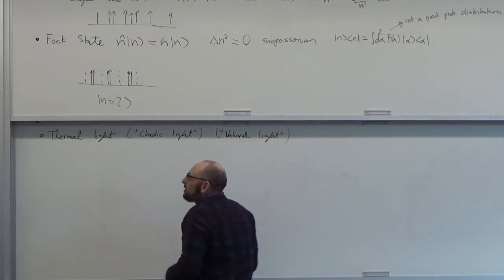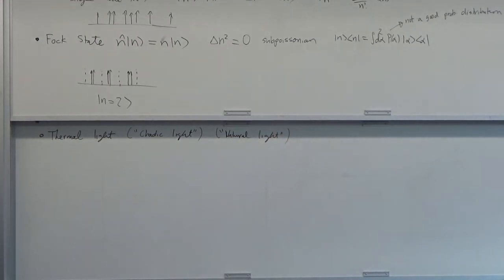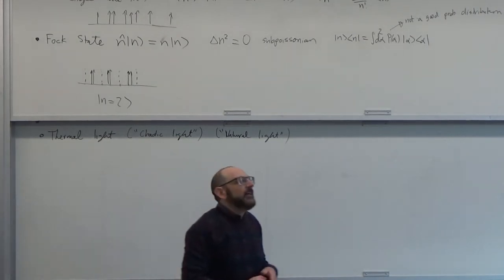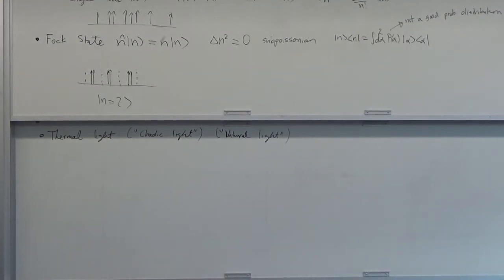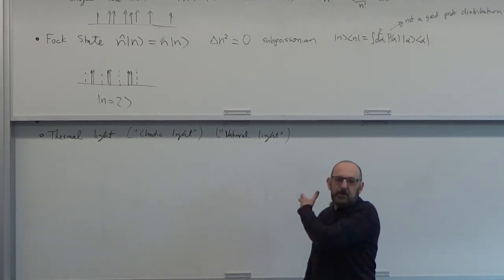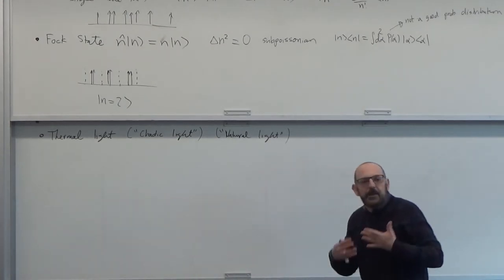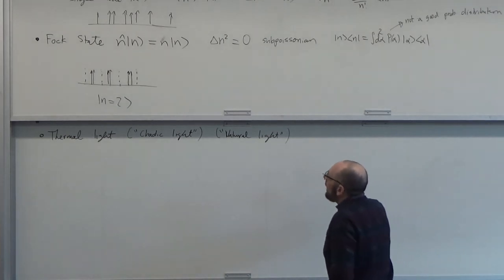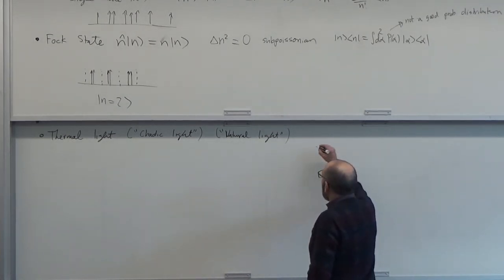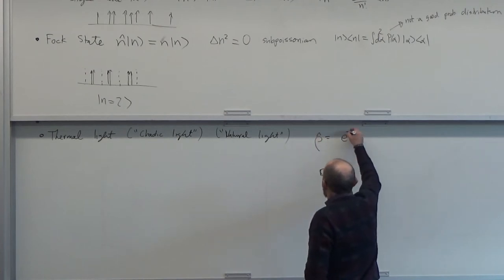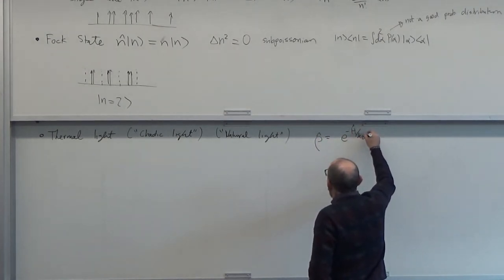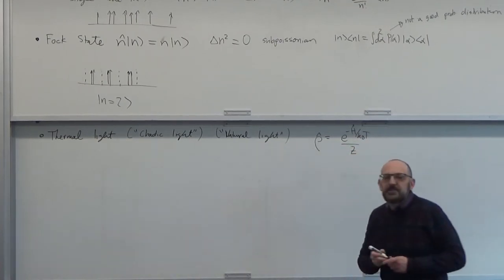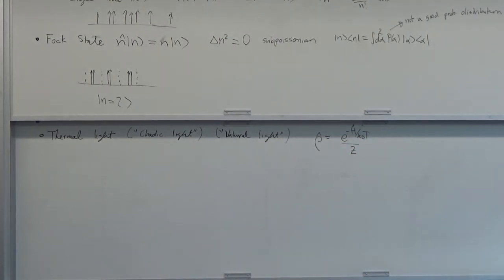So light from stars, black body radiation. If I put it through some spectral filter and I look at only a certain frequency band, then I would say that light represents thermal light, or natural light. And that light is not a pure state. Of course, if it's a thermal state, I can express it in terms of a Boltzmann distribution with a certain temperature. There's an effective temperature.